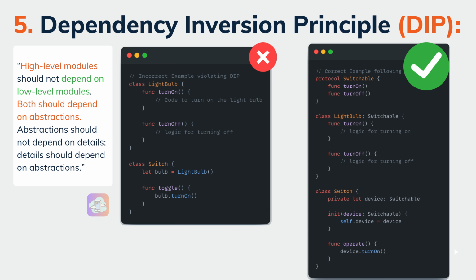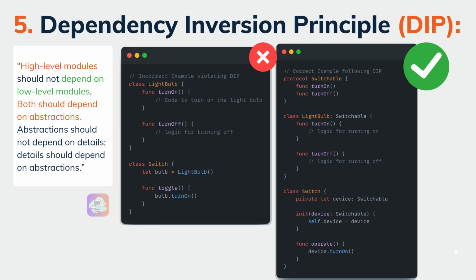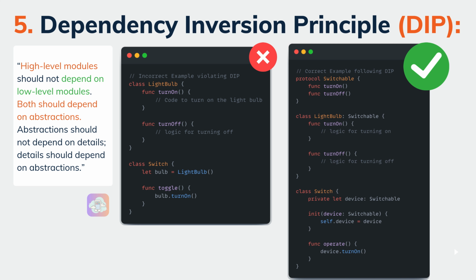Let's fix it by introducing a protocol switchable. Now, lightbulb just conforms to switchable. And the switch class depends on the abstraction, not the concrete class. Now we can add new devices easily. Here, switch doesn't care what it's turning on or off. It just relies on the switchable abstraction.